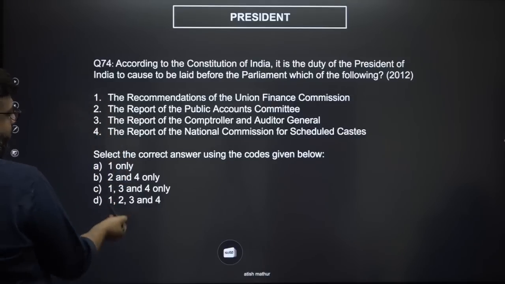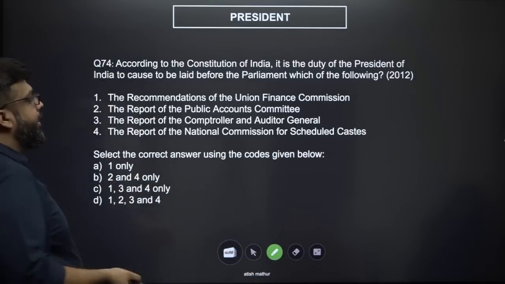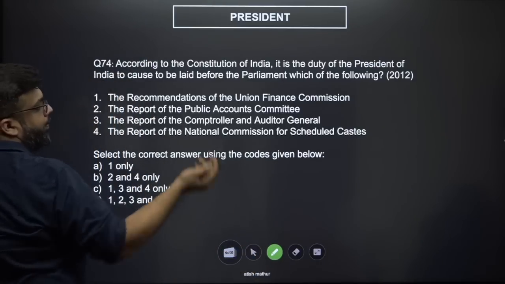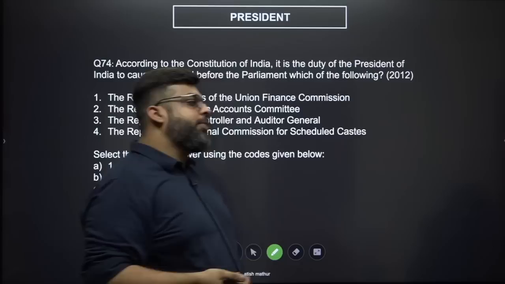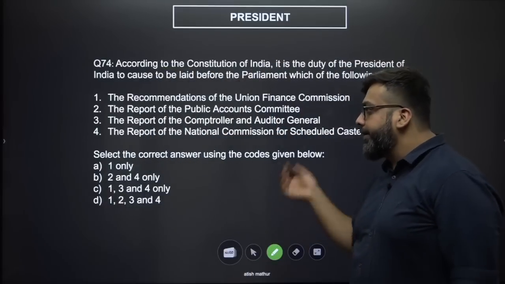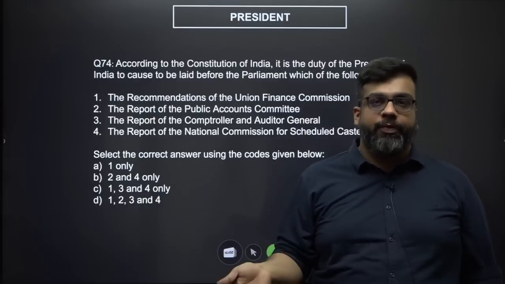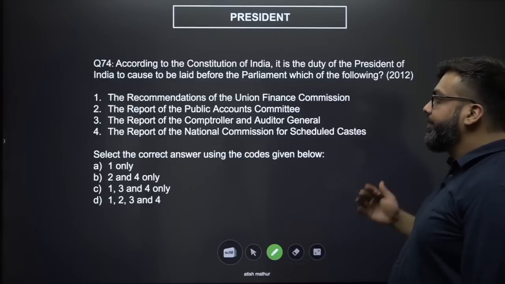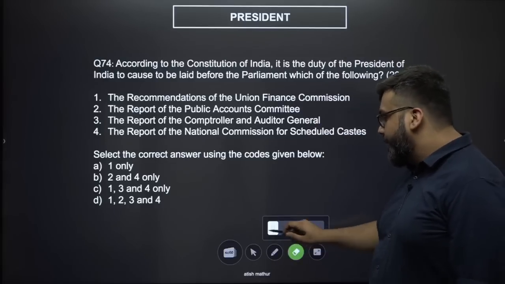So 1, 3 and 4 are constitutional bodies, and the Public Accounts Committee is a parliamentary committee. If the President forces the Public Accounts Committee to showcase their report before the Parliament, you would eventually break the democratic mandate, and therefore the report of the Public Accounts Committee does not necessarily have to be tabled before the Parliament. CAG, definitely yes. My bad, the answer should be 1, 3 and 4. Okay.